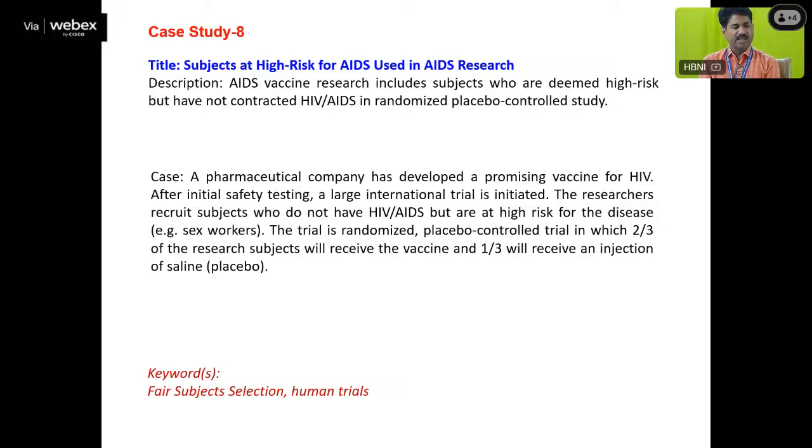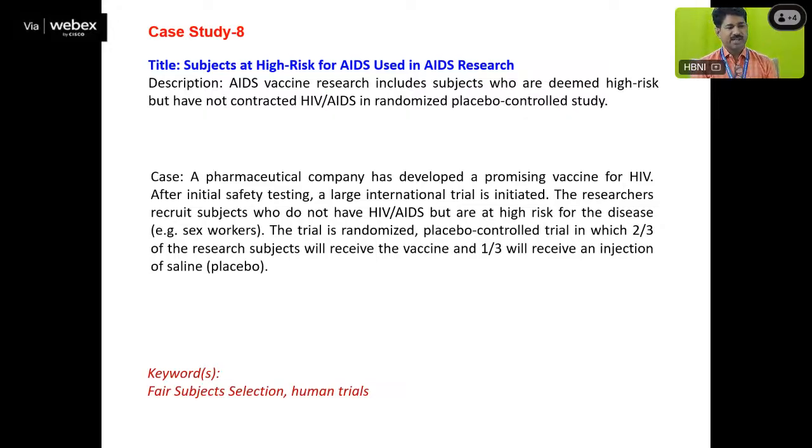So here the keywords are fair subject selection is questionable, human trials are involved. Whether they have taken their permission or not is also questionable. Here they are only including a part of the population. They have not selected the subjects on a randomized basis. They should have included all types of candidates for that particular research, but they have focused only on a particular type of population who are at high risk for the particular disease. So there is a bias in selecting the participants for a particular research study.